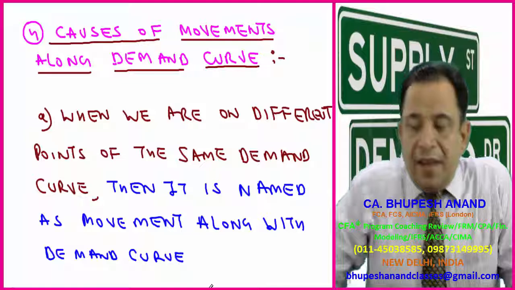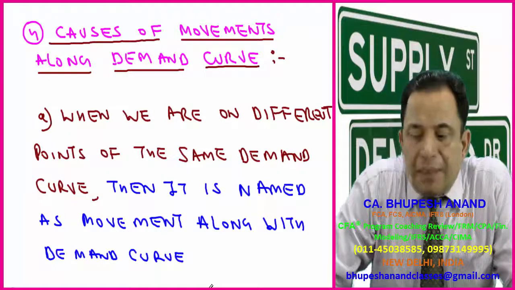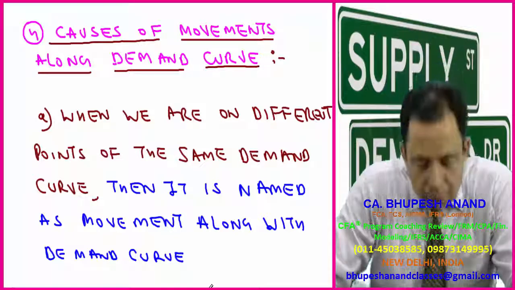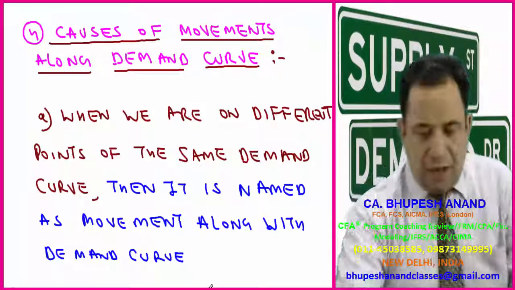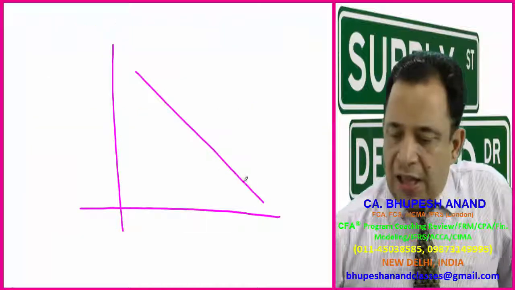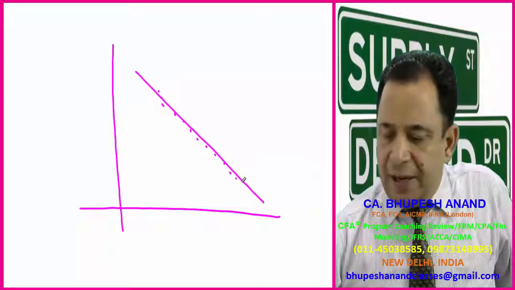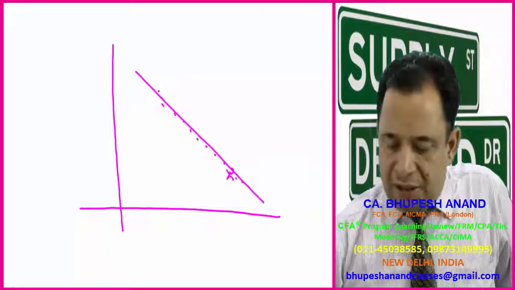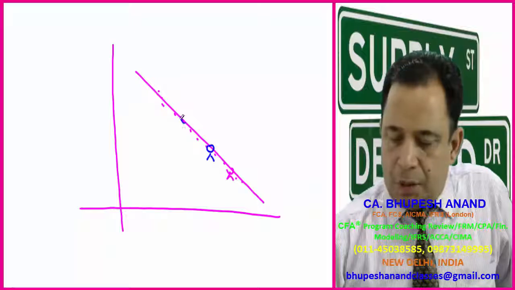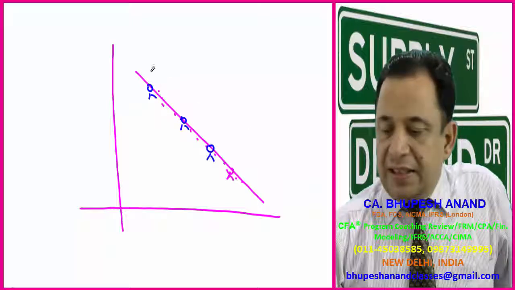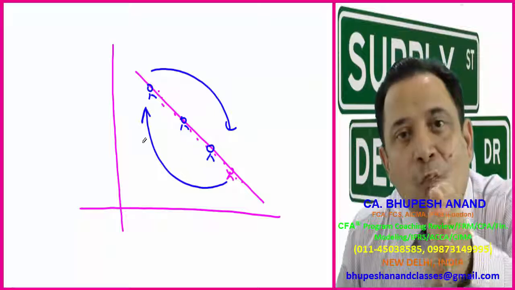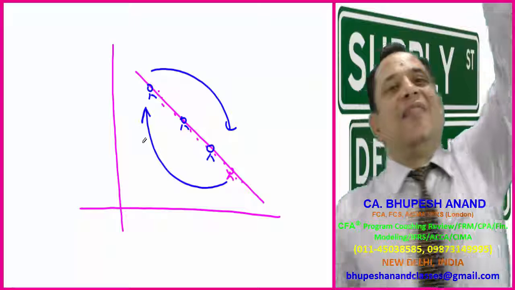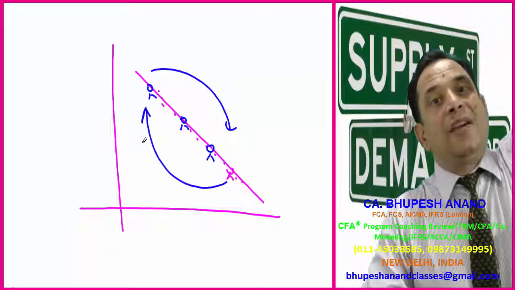So A point, when we are on different points of the same demand curve. For example, this is a demand curve, and we are at different points. Let it be this point, we are at this point. Then we are at, supposing, this point, this point, this point. Then I will say this is named as movement along the demand curve. When we are moving along the demand curve, it is movement.